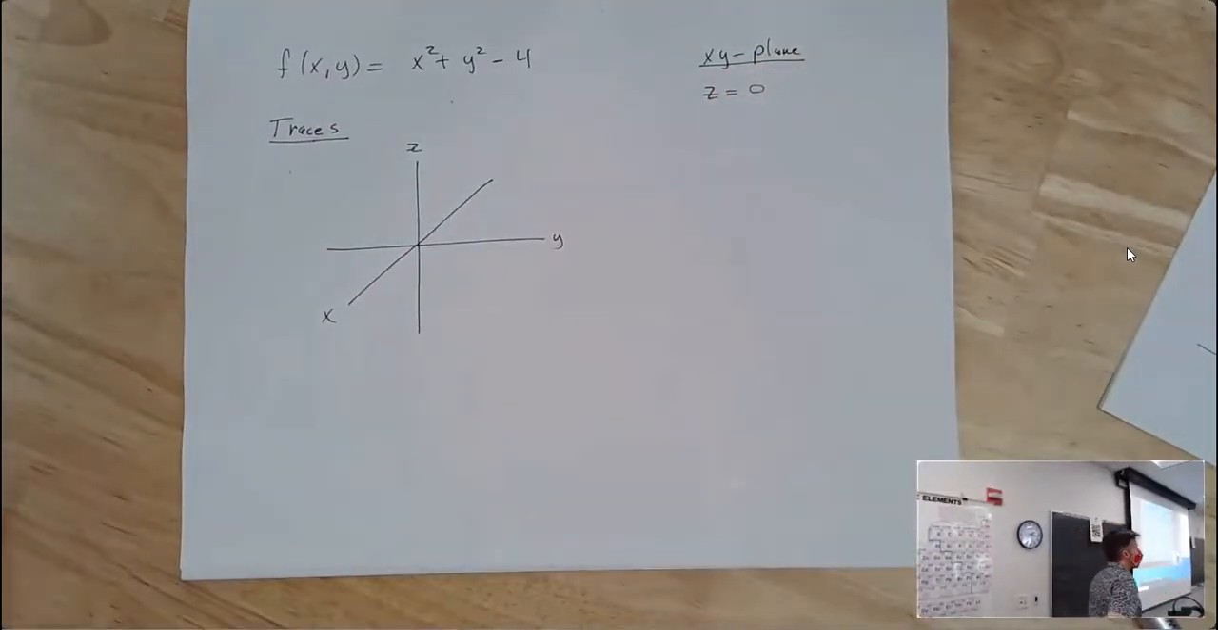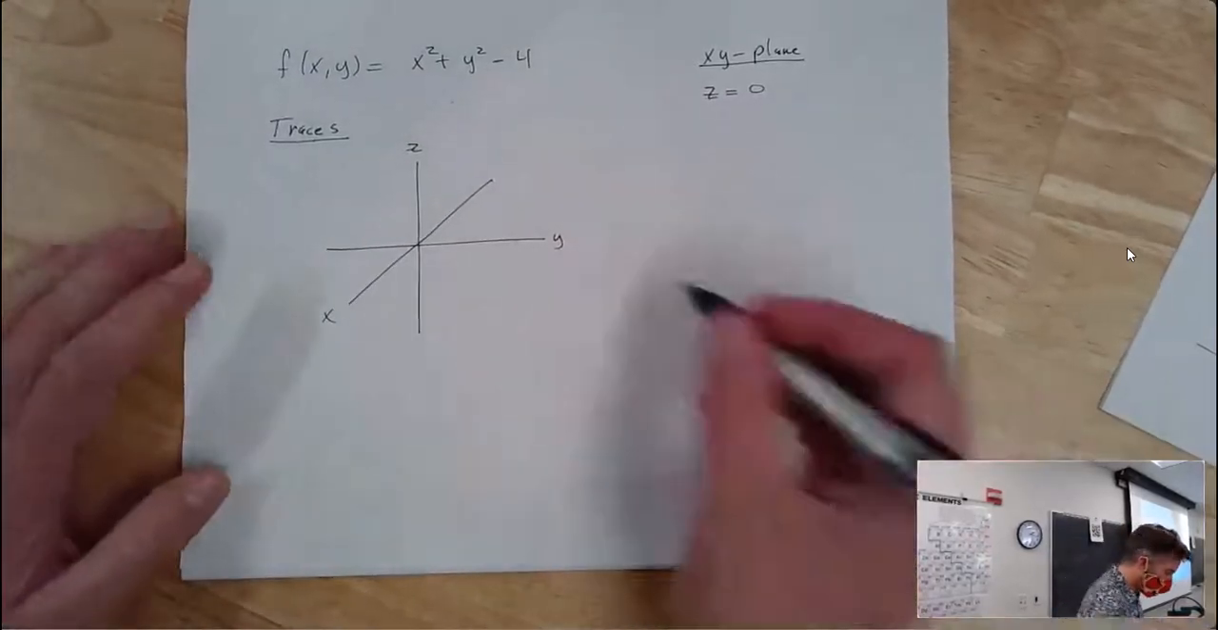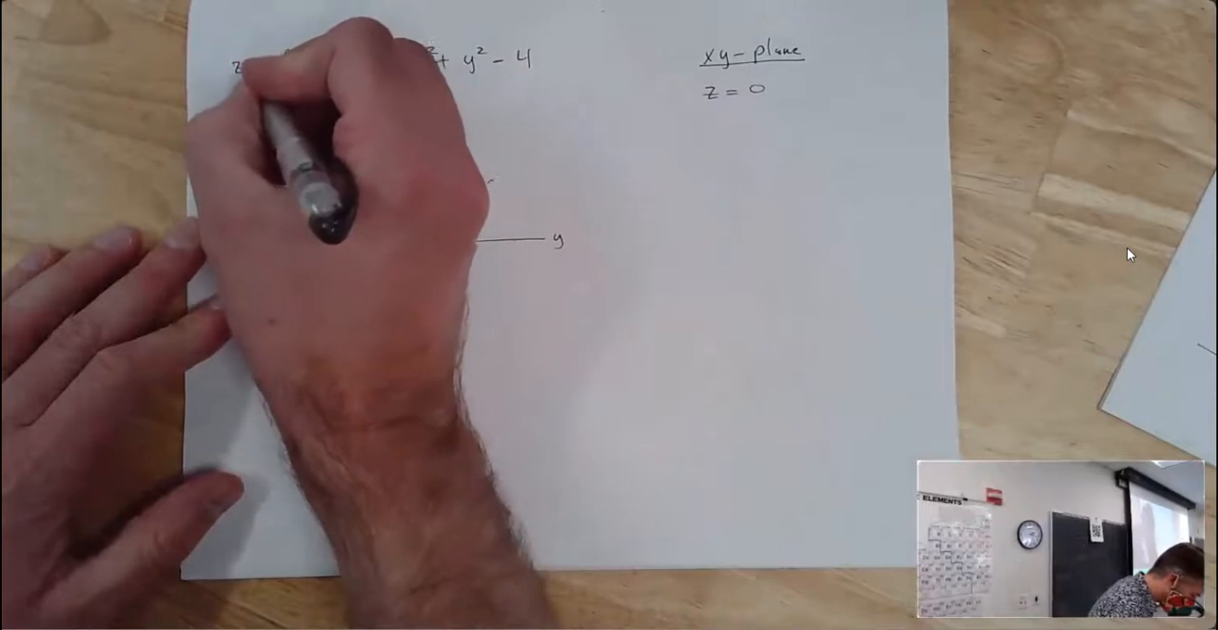It's a lot like finding your x-intercept in 2 dimensions. When you find your x-intercept, what do you do? You set y equal to 0. When you're finding what's happening in your xy plane, what do you do? You set z equal to 0, also known as the function.